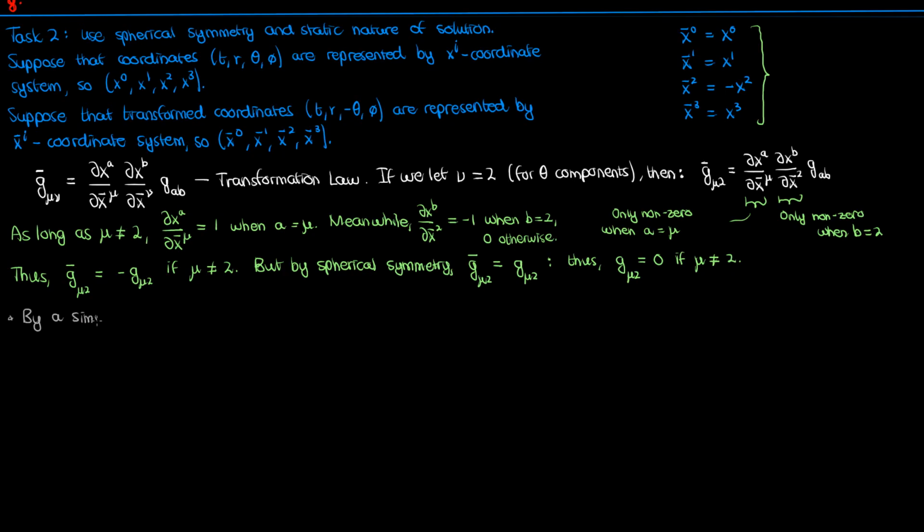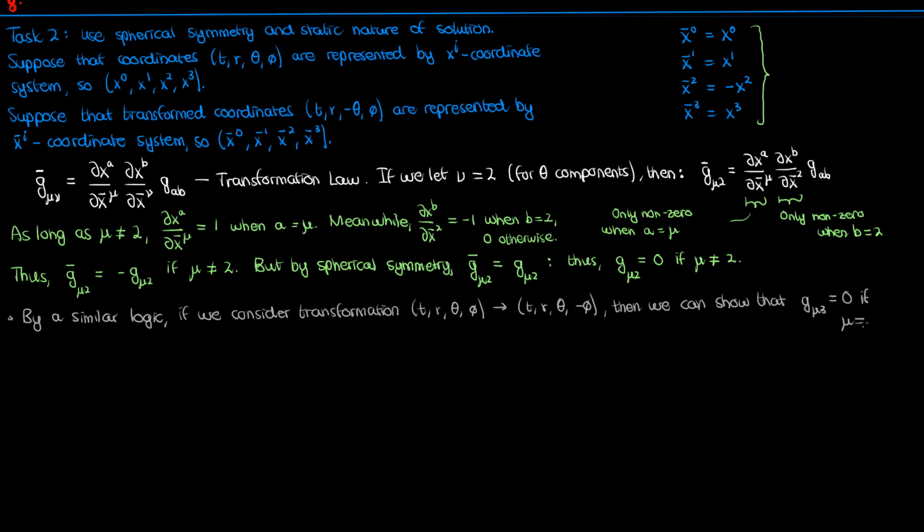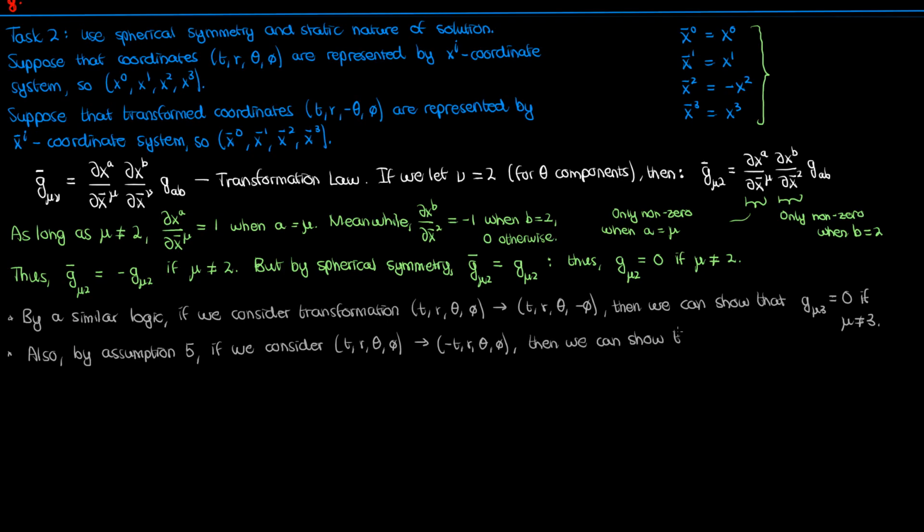By similar logic, you could also consider a coordinate transformation where we flip the sign of phi. In that case, as long as mu isn't 3, the metric tensor component g sub mu3 is also 0 because of spherical symmetry. And finally, because the metric is static with time by assumption 5, if we consider the coordinate transformation where we flip the sign of t, then as long as mu isn't 0, we can show that the metric tensor component g sub mu0 is also 0 because of the static nature of the problem.